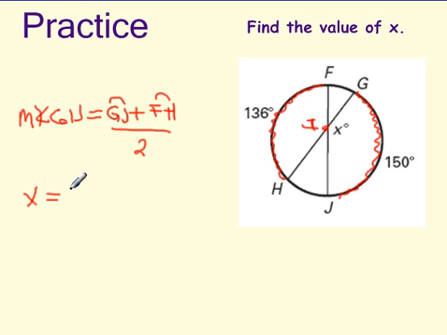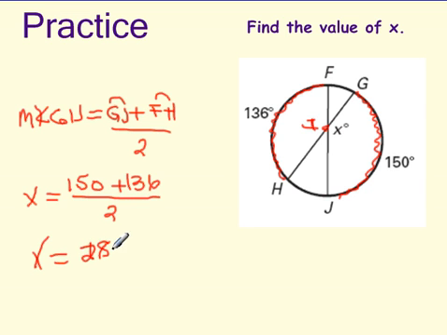So x will be equal to 150 plus 136 divided by 2. So this will be 286 divided by 2, which will be equal to 143. So we can say x is equal to 143.